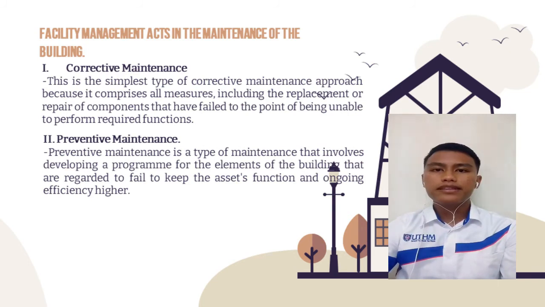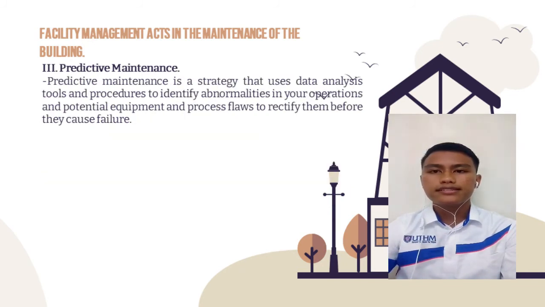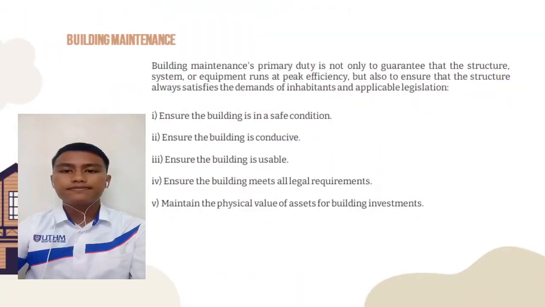Second is preventive maintenance. Preventive maintenance is a type of maintenance that involves developing a program for the elements of the building that are liable to fail, to keep the asset's function and operating efficiency high. The third point is predictive maintenance. Predictive maintenance is a strategy that uses data analysis tools and procedures to identify abnormalities in your operation and potential equipment flaws, to rectify them before they cause failure.